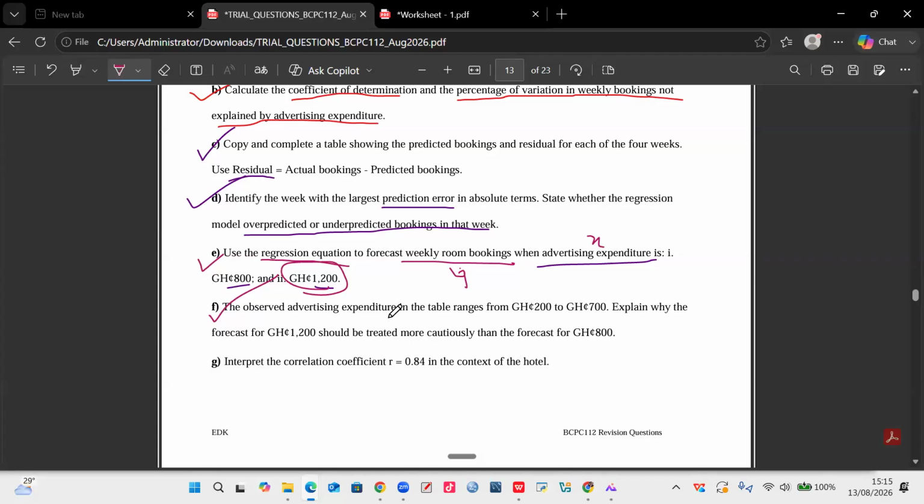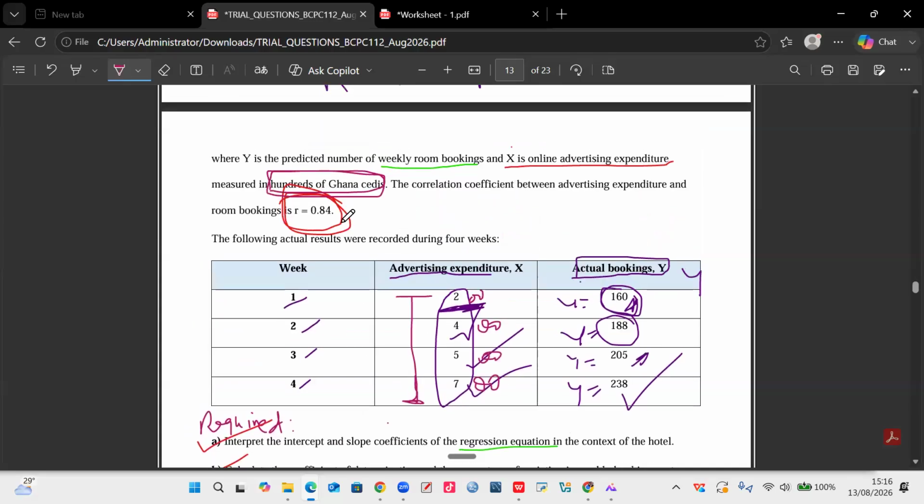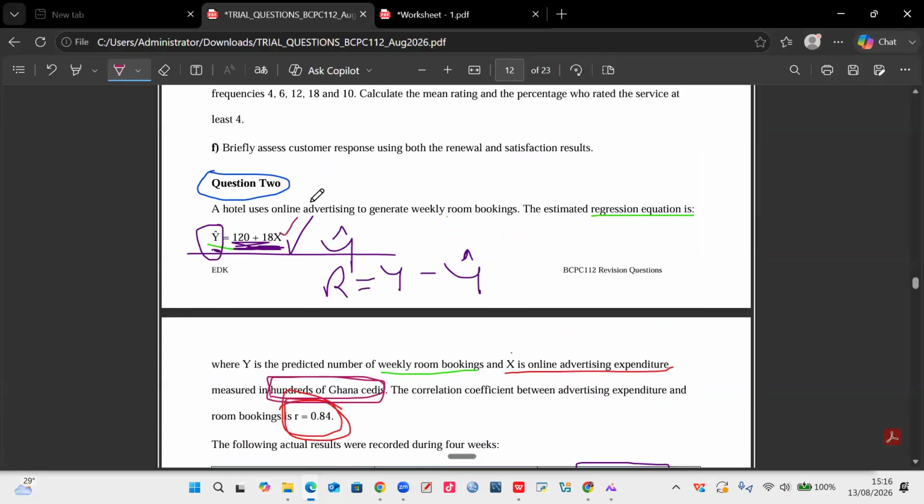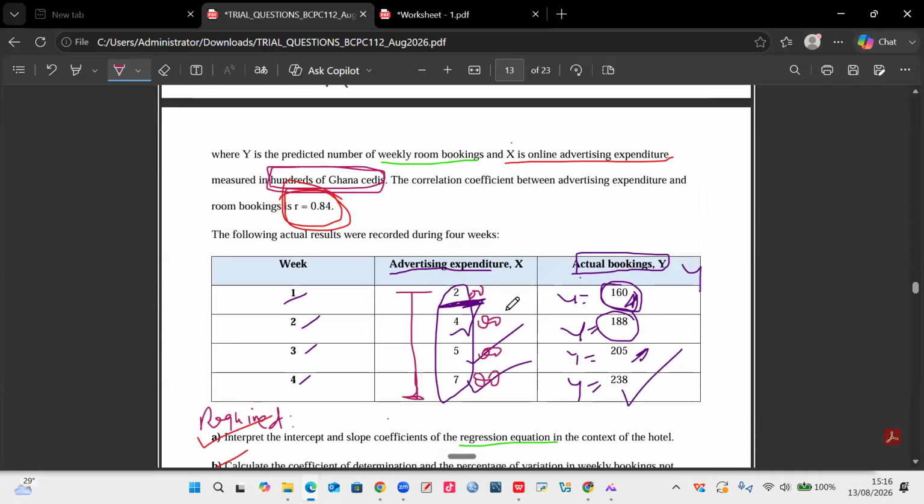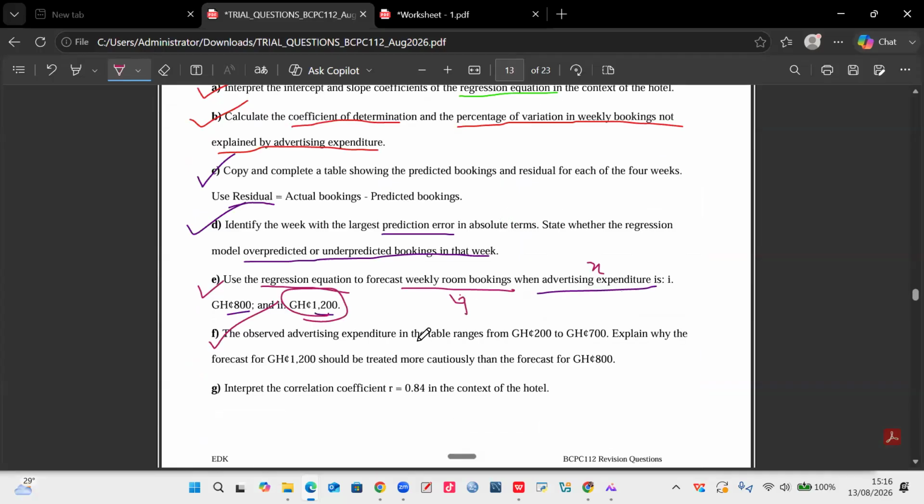Okay, so like you are collecting data, and the data, the observed advertising expenditure in this table, ranges from 2 to 7. So it is based on this that they were able to come out with this predicted value. But this time around, they ask us to find values which are outside the range. Here is 800, here is 1,200. So 800 is the same as what? 8.